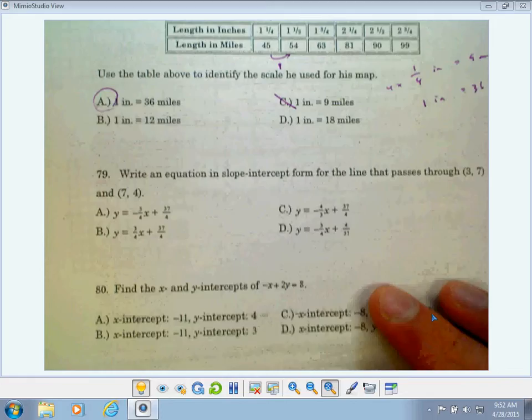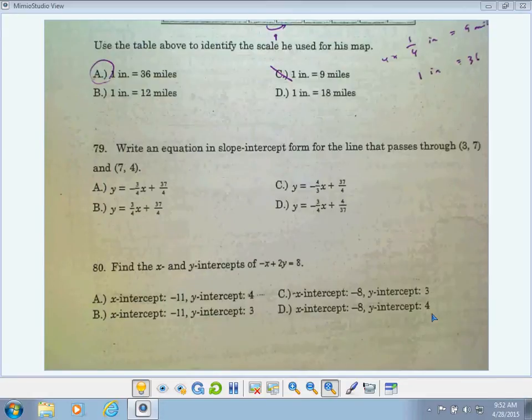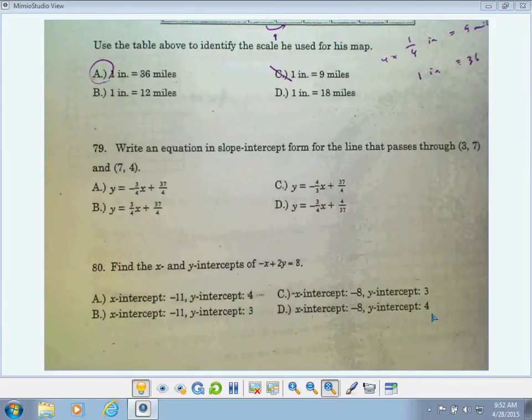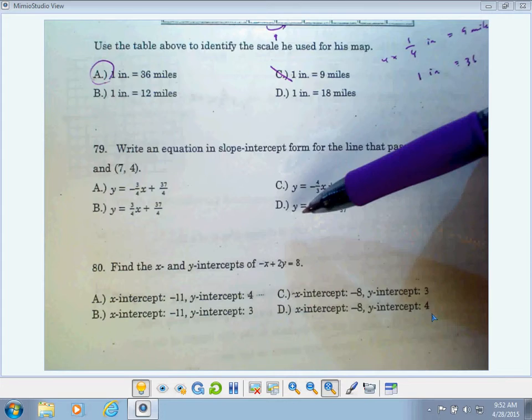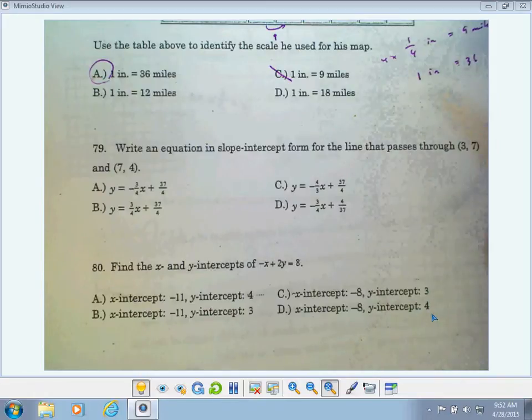Number 79 says, write an equation in slope-intercept form for the line that passes through (3, 7) and (7, 4). Okay, this is going to take a little bit of work. But the first thing you want to do is find a slope. So let's do that. One thing that's nice is if we know how to do that, looking at A, B, C, and D, 3 of the 4 things have different slopes. So that might actually help us out a lot.